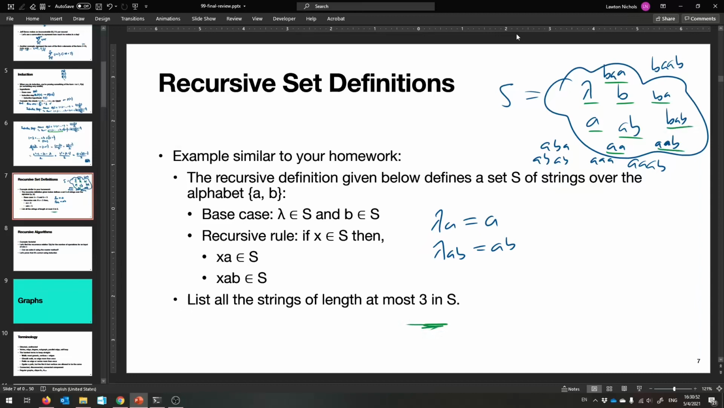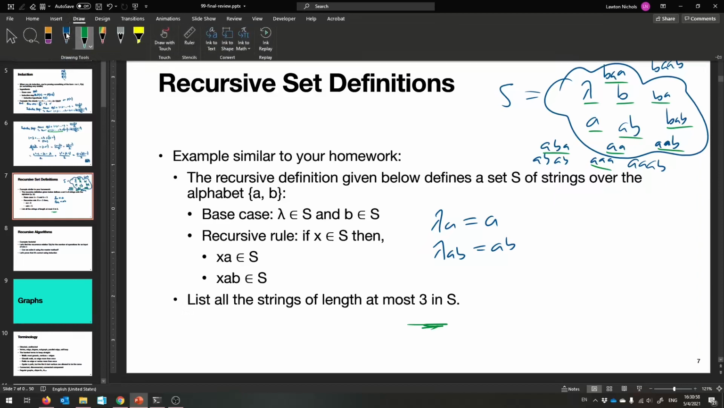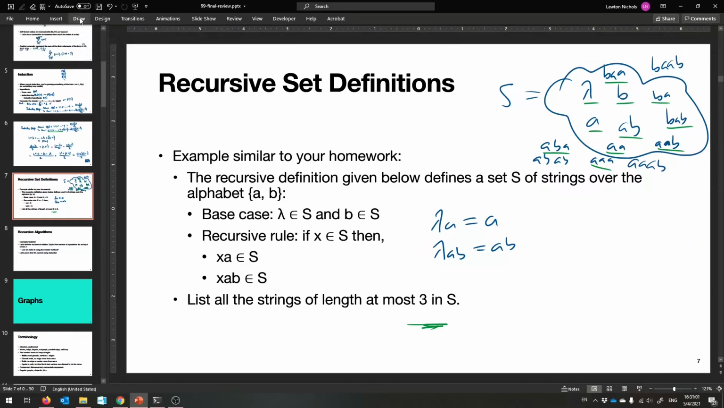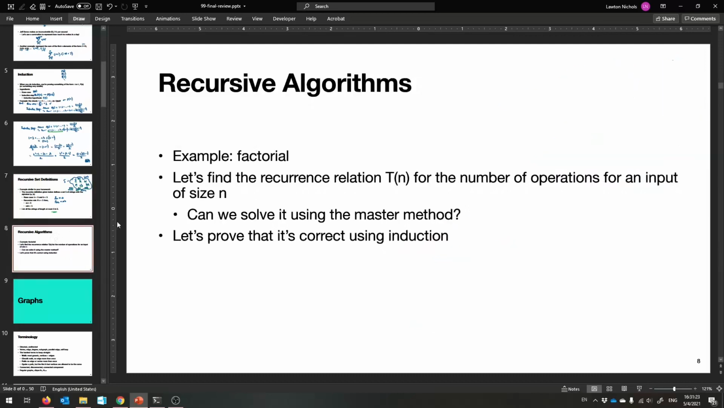All of these are strings of length less than or equal to 3 in S. There's more, but that's all we need. So there's that many. Are there any duplicates? That's the next thing. It doesn't look like it. BAB, AAB. I think we're good. So that's what happened. It made all of those things. Isn't that fun? So that is all the strings of length at most 3 in S. That's how you use a recursive definition of a set.